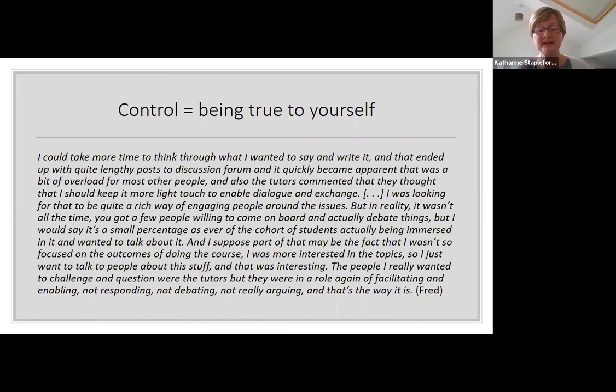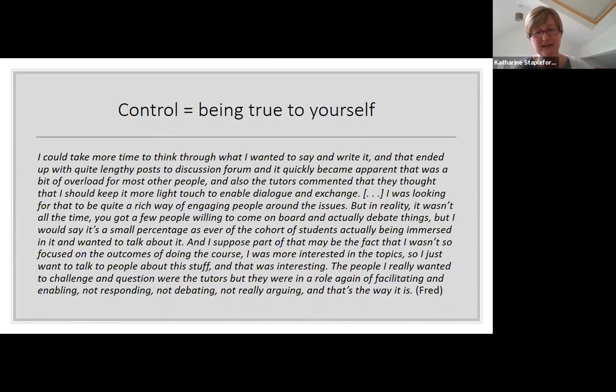He enrolled on his distance learning program, not for a qualification, because he's already got a doctorate. He's highly experienced in his field. In his own words, he said, "I just want to talk to people about this stuff." So he really craves critical dialogue. And because of his deep interest in the topic and the fact that he's immersed in it professionally, he produced quite long discussion posts.